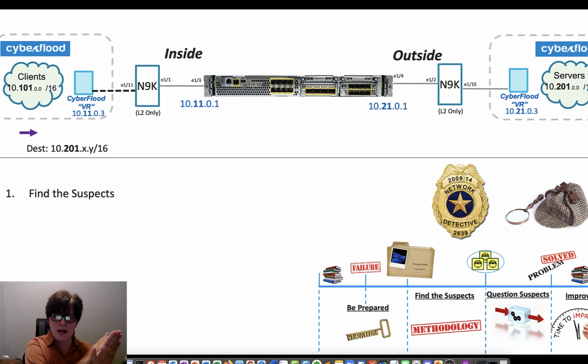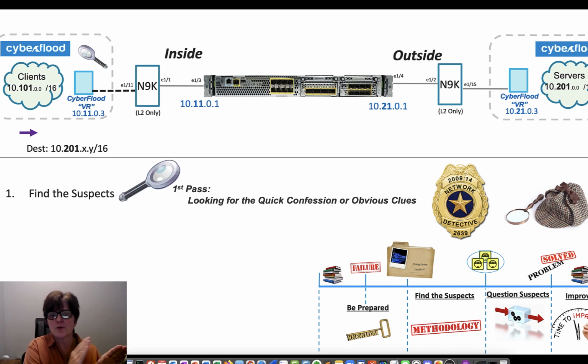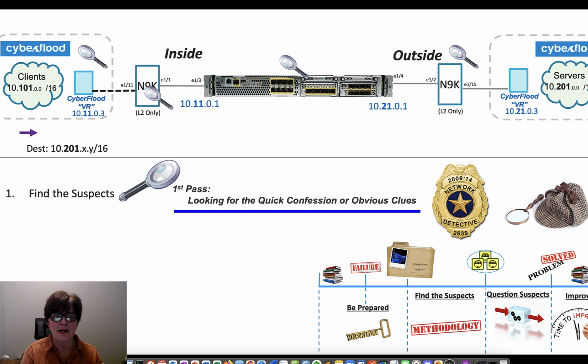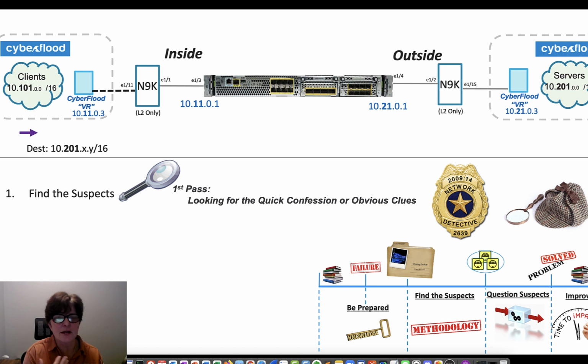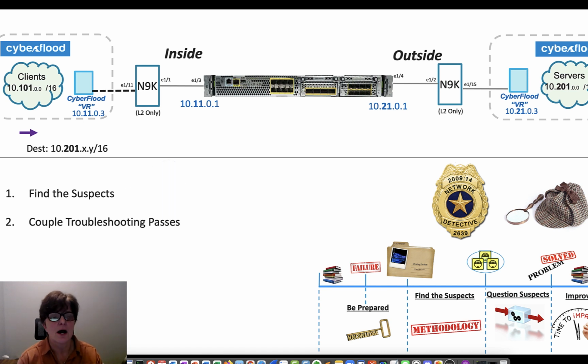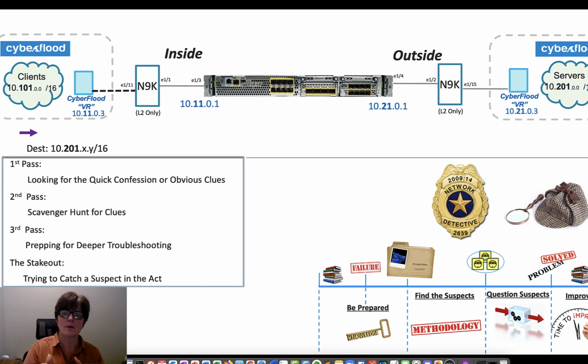What I want to do is make one first pass, looking for the quick confessions and obvious clues, like a cable's down. 100% failure, I made two changes, and I haven't told you what the changes are yet. So is there a cable down? I tend to do a couple of troubleshooting passes. The first one's just a quick scan over the crime scene, looking for cables down, routing flaps, the usual suspects.